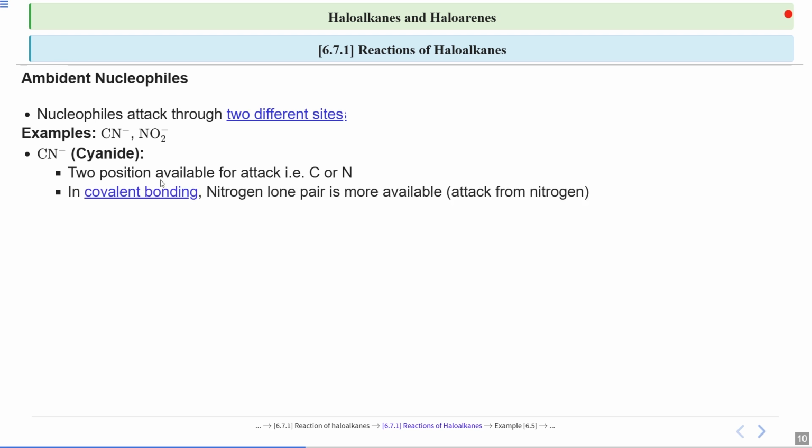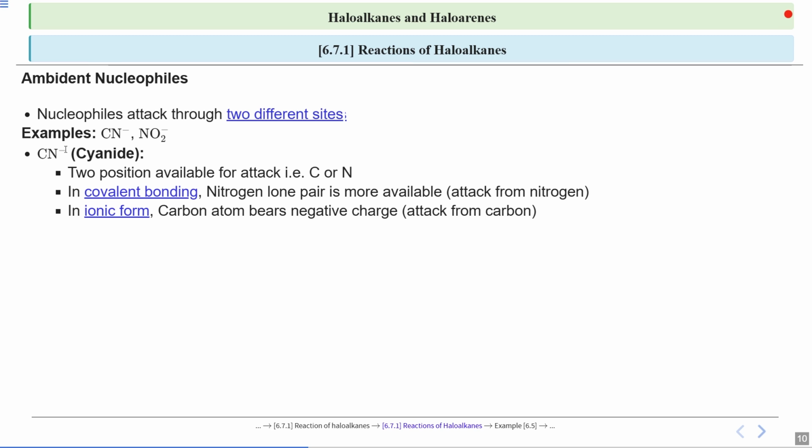Now in the covalent bonding, the nitrogen lone pair is more available, so the attack will be from the nitrogen. Okay, so that nitrogen lone pair is going to participate in the sharing of electrons with the alkyl group to form the bond, and the attack will be from the nitrogen atom of the cyanide nucleophile, right, forming covalent bonding. Similarly, in the ionic form, the carbon atom bears the negative charge, okay, and due to that, the attack will this time be from carbon, and a carbon-carbon bond will form.